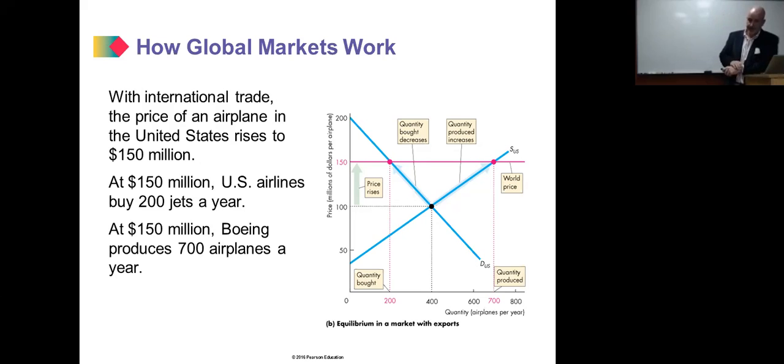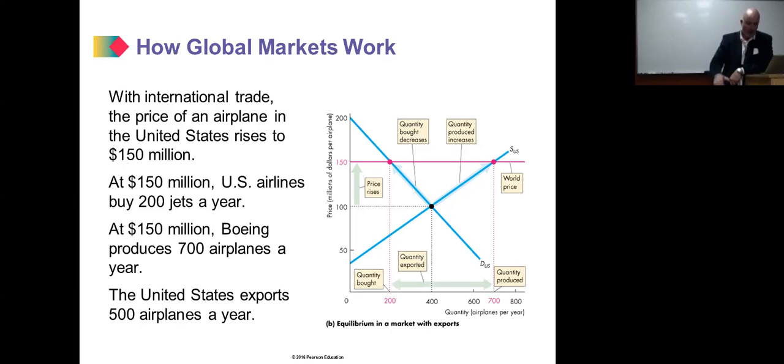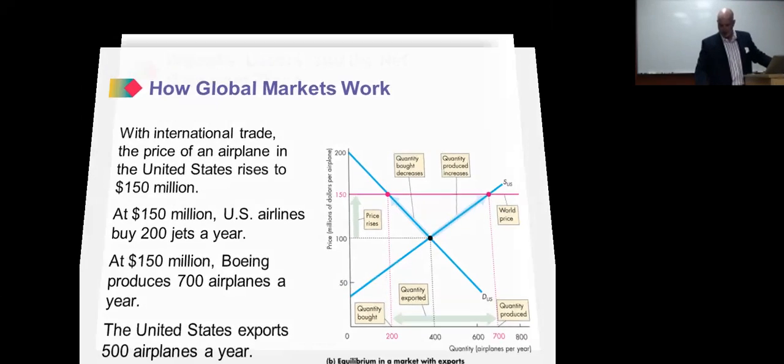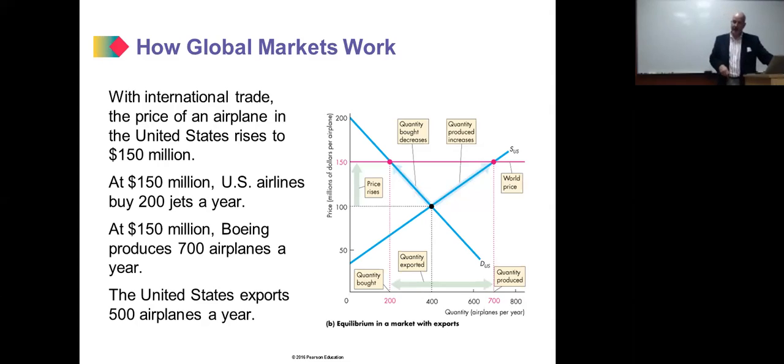So what's going to happen? How are we going to meet that demand? All right, so right here we see the price in the U.S. market is going to rise, we just said from 100 million to 150 million, and U.S. plane production is going to increase to 700. As U.S. purchases of airplanes decrease to 200 million, the United States is going to export the difference, or 500 million.